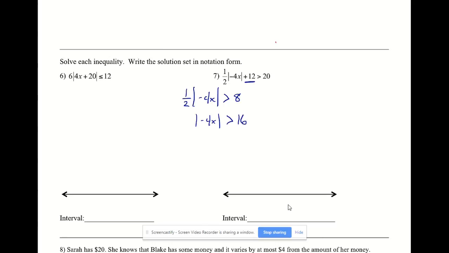Now I can drop my bars. I have negative 4x is greater than 16, and negative 4x is less than negative 16. Now, another tricky part, because we have a negative here, when we divide both sides by negative 4, we're going to flip the inequality again. So x is less than negative 4. Same thing here.